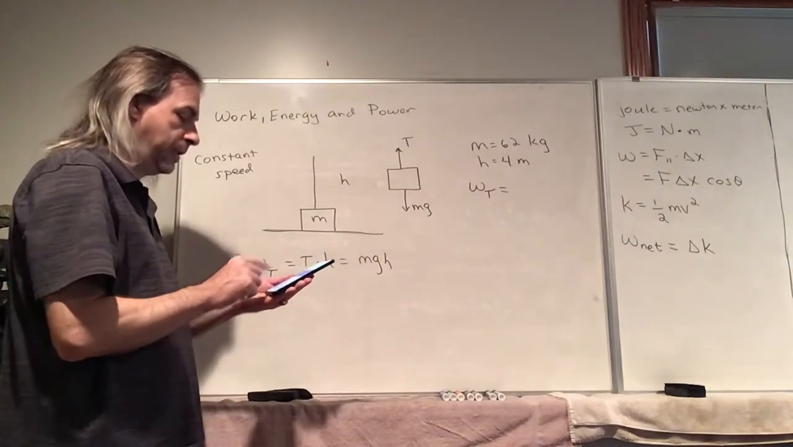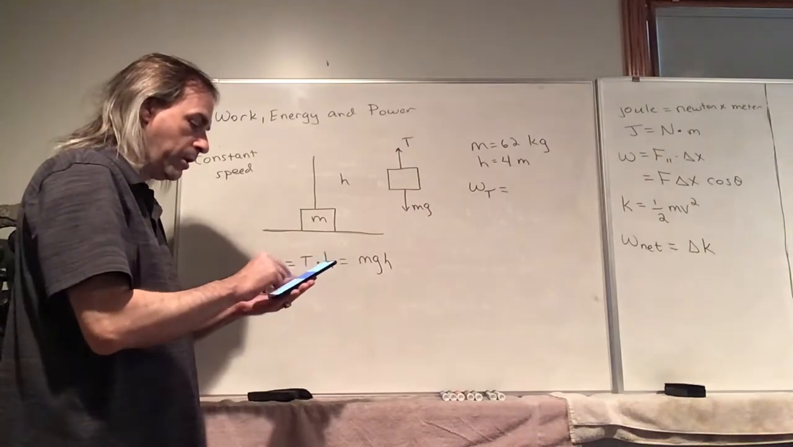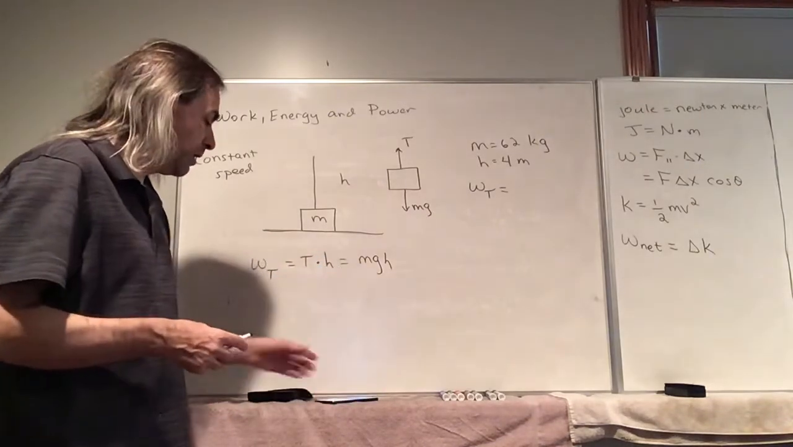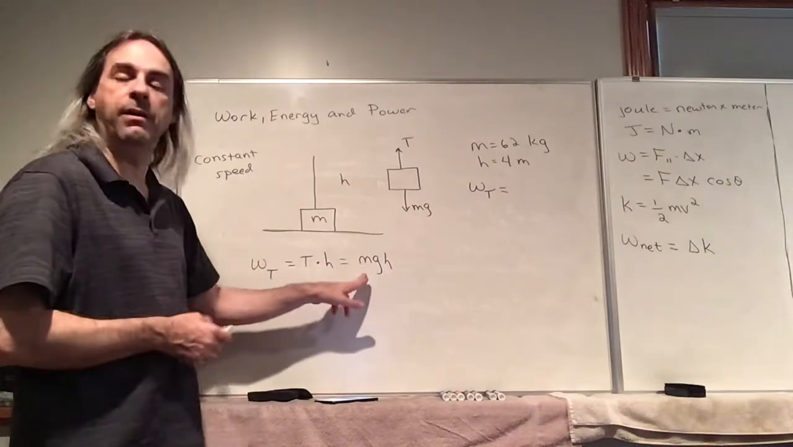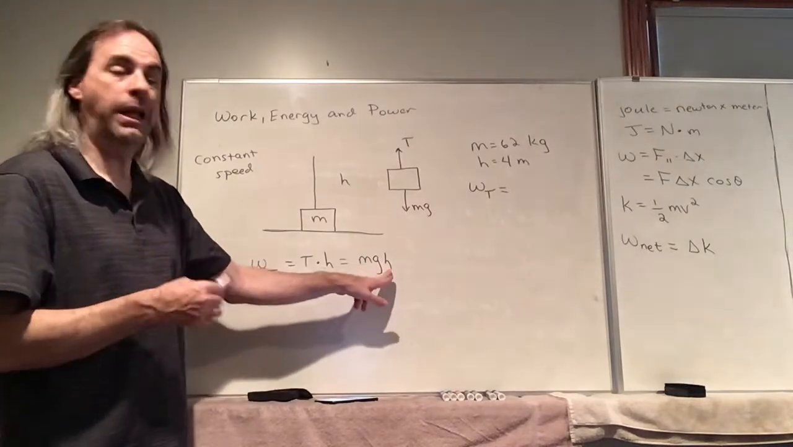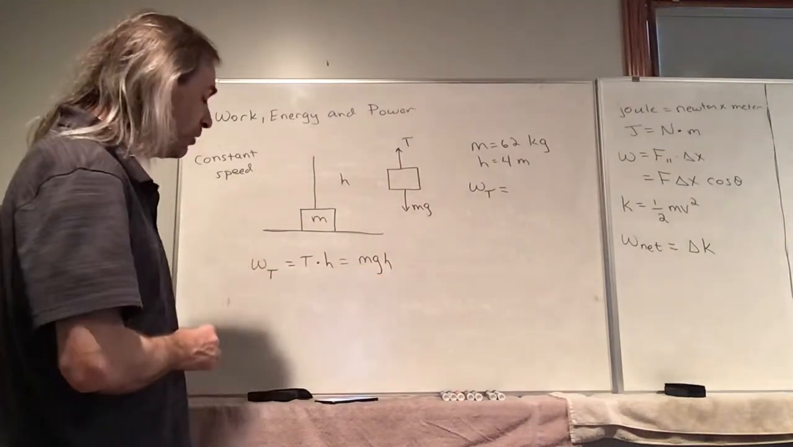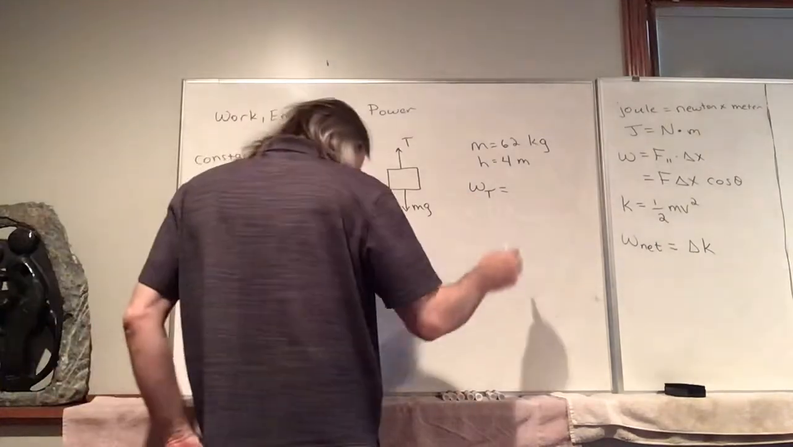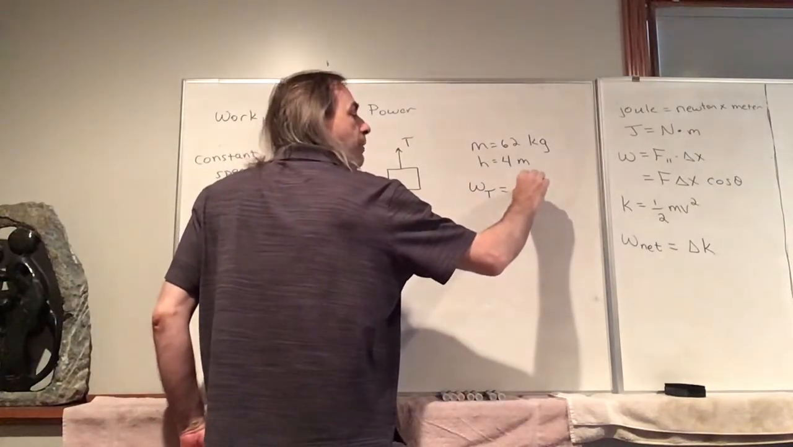So we have 62 times 9.8 times 4. Now mg would give us a force in newtons, height in meters. So yeah, we'll get joules out of this. This will be around 2,430 joules.